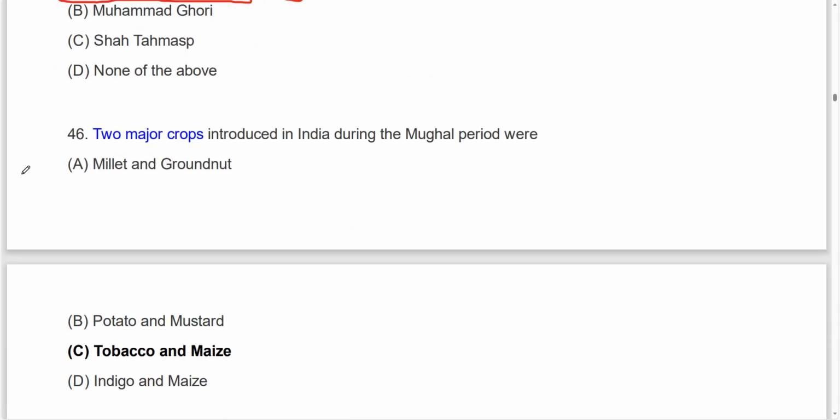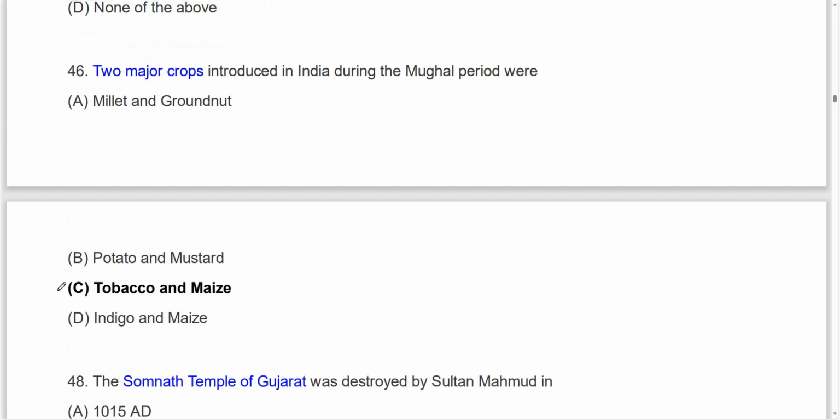Moving on to the next question, two major crops introduced in India during the Mughal period were tobacco and maize.